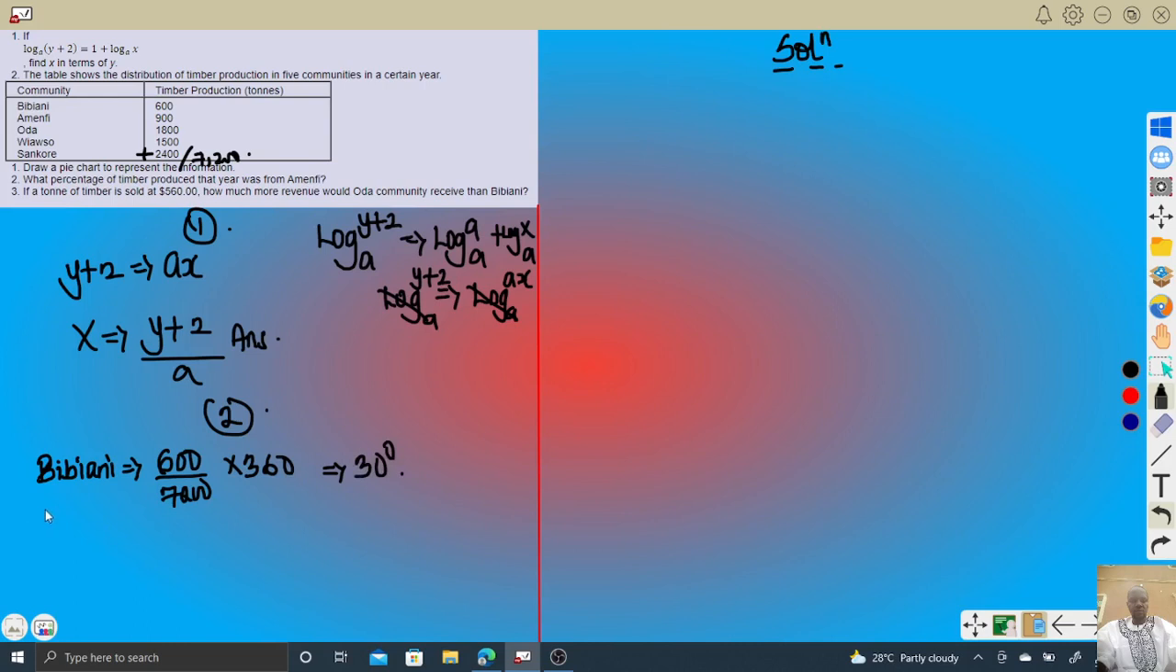In sequence, I'm going to do that for all. I'll do Amenfi too. Sorry if I didn't pronounce the locality well for those that are from that area. The angle is 900 over 7200 multiplied by 360. Then you solve. These two get cancelled. 9 times 8 is 72. So we can say 360 over 8, that is what we have. So we draw the angle as well: 45 degrees. So you continue in that sequence to get all the angles.